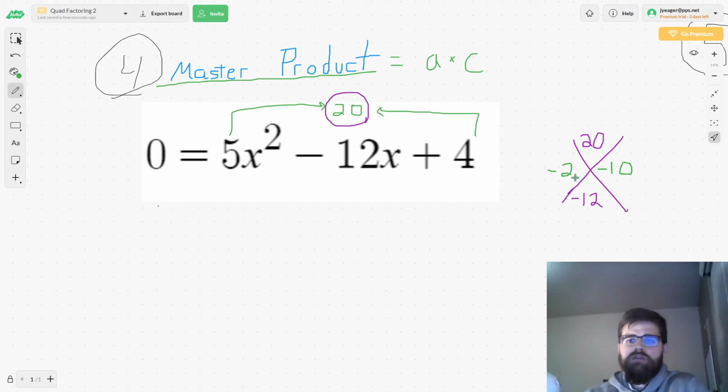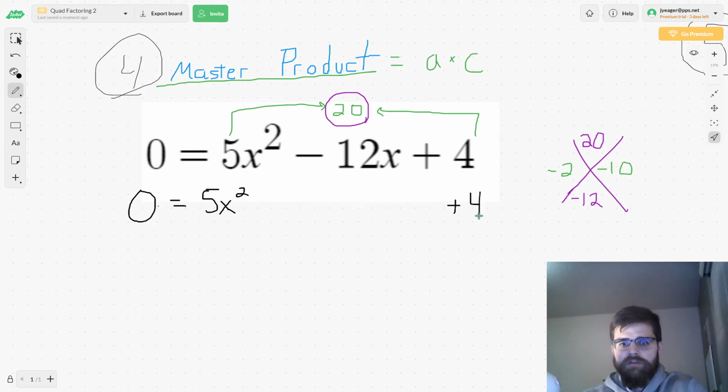All right, so we did that, but where do these actually go? So when we're doing the master product, things are going to look a little different here. We're not going to touch this first term, and we're not going to touch the last term.